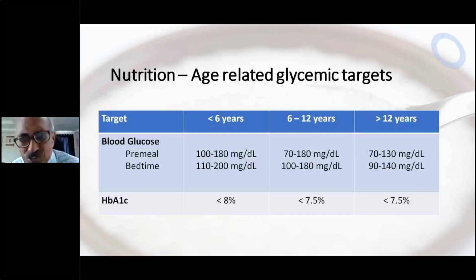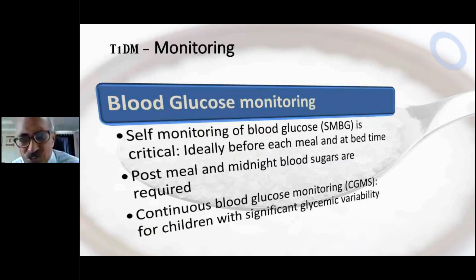And now, what about the goals? These are the goals actually. The premeal glucose 100 to 180 if the child is small. Bigger children you can allow 70 to 130 also. So the bedtime limit is 110 to 200 for smaller children, and for bigger children 90 to 140 is the limit. And HbA1c less than 8% is okay for smaller children, but older children you must maintain below 7.5. So we'll talk more about HbA1c later on. So these are the targets you must at least maintain, not exactly on a day-to-day basis.